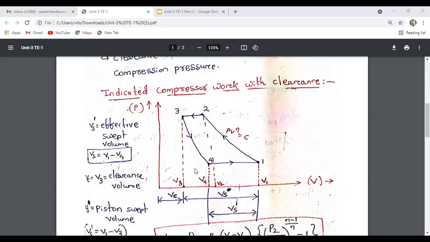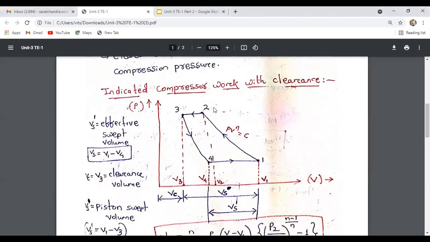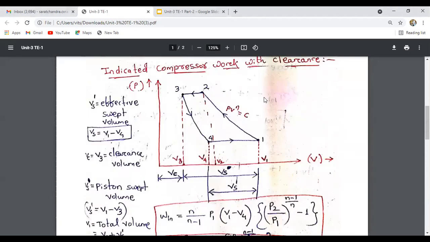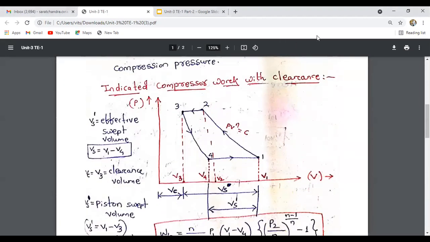This is the indicated work formula you have to remember. I don't think they will ask the derivation. You only have to remember the formula, and we are going to solve problems related to it. Indicated compressor work with clearance. In our previous derivation of compressor work, we did it without clearance volume. You might remember one diagram we drew in this manner. I will show you.